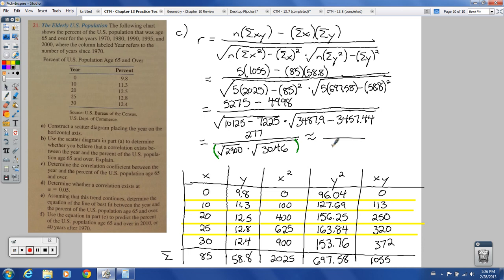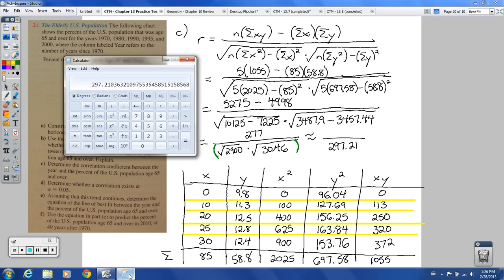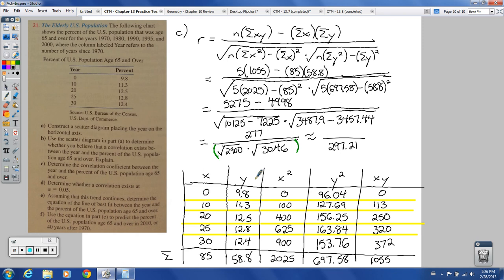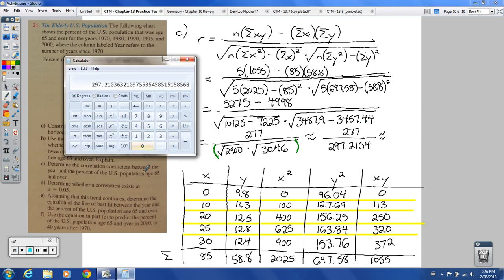297.21. I used approximately equal to now because I rounded. That next digit was a 0 and then a 3. Why don't I give a couple more digits here? So a 0 and then a 3 and then a 6. So I'd round that off. This will give me a slightly better answer if I round a little less. And so let's do that. 277 divided by 297.2014. So there it is.